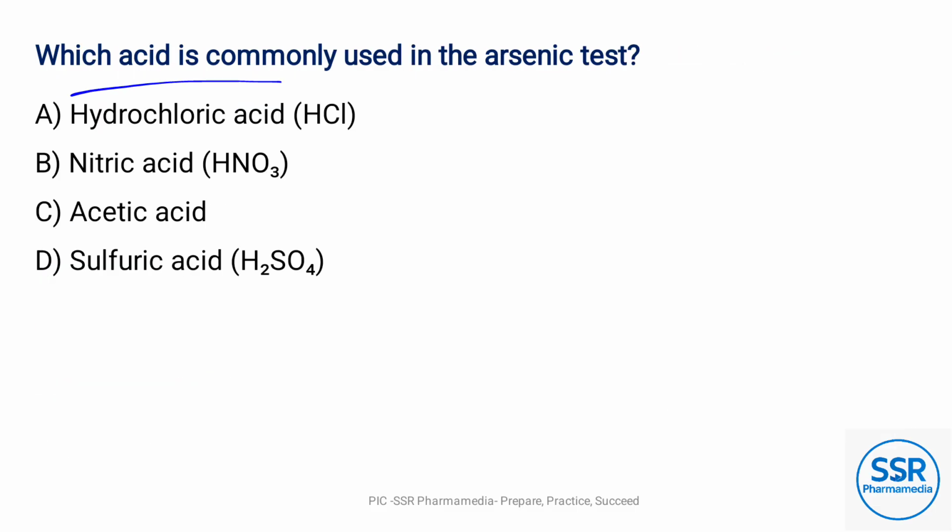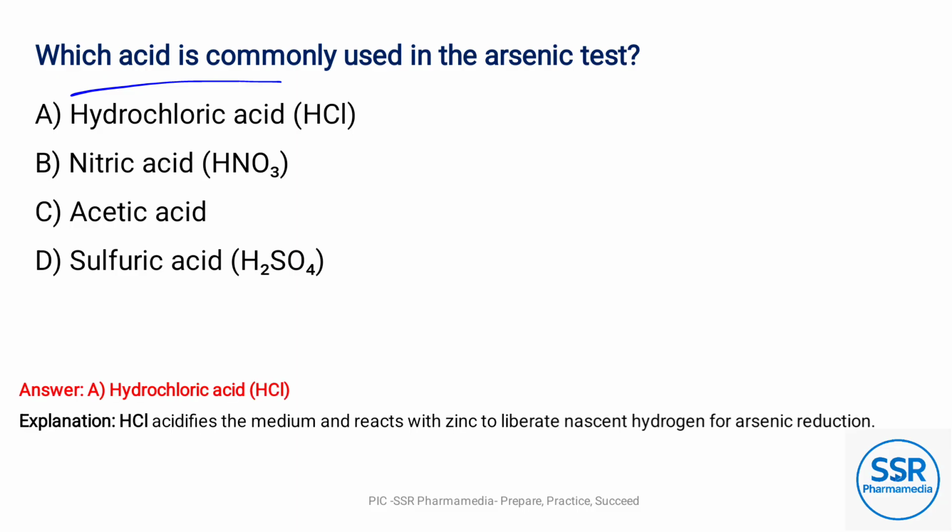Which acid is commonly used in the arsenic test? Option A, hydrochloric acid. Hydrochloric acid acidifies the medium and reacts with zinc to liberate nascent hydrogen for arsenic reduction.